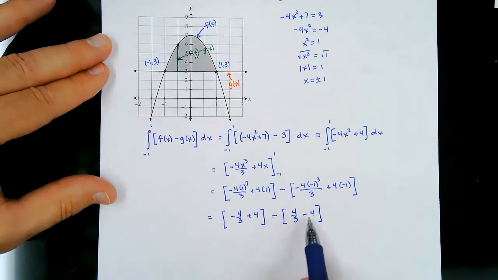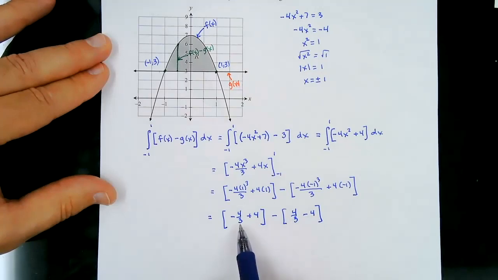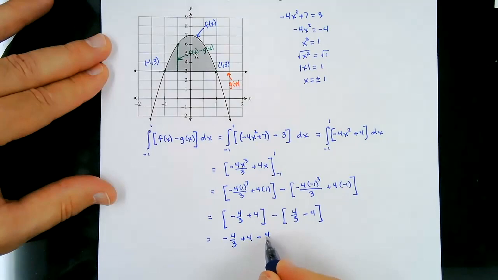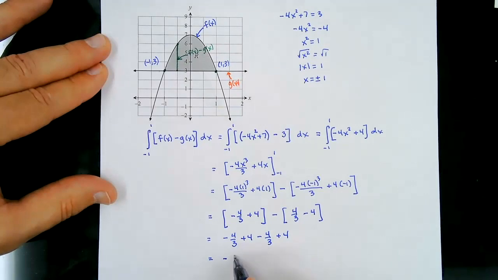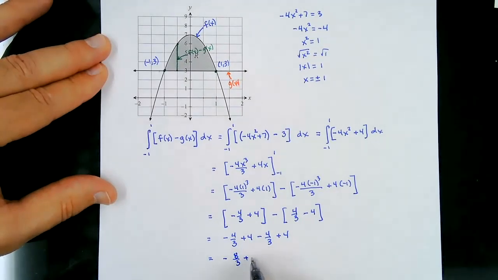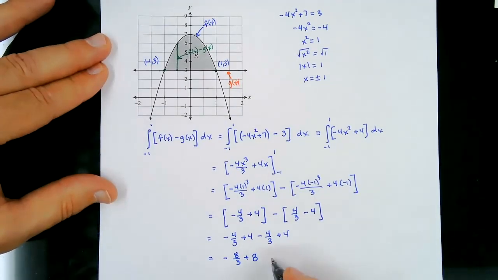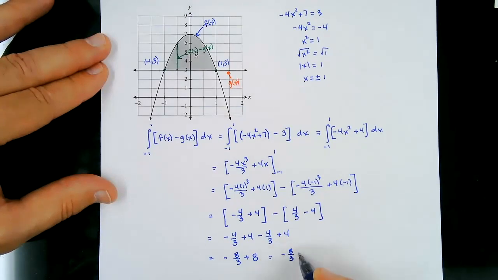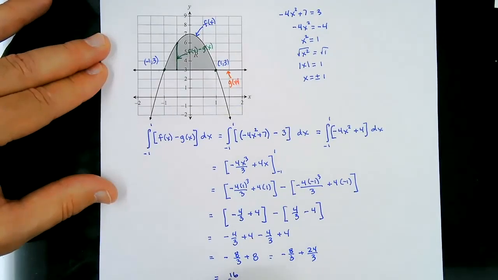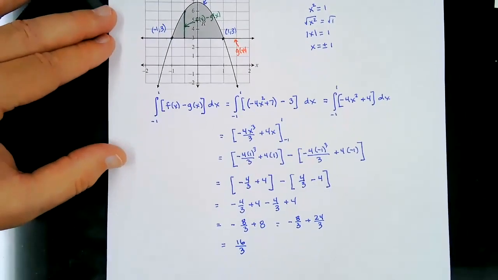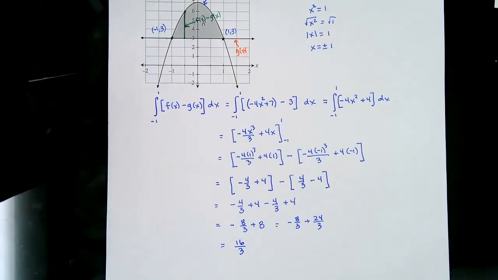And then we're going to distribute this, because I don't want to actually get a common denominator here. I see I have a common denominator here and here. So this becomes negative 4/3 plus 4 minus 4/3 and then plus 4. That gives us a value of negative 8/3 plus 8, which can be written as 24/3. So this is negative 8/3 plus 24/3, and that gives us an area of 16/3. That's the area between the two curves, and we did that all without a calculator.